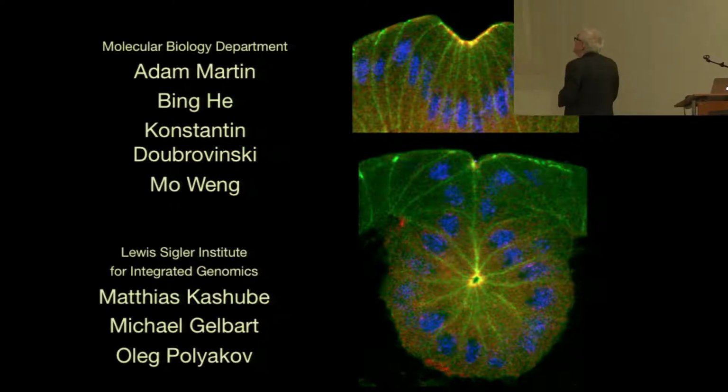Okay, our work on gastrulation is a wonderful collaboration between cell biologists, experimental biologists in my own lab, and a biophysicist at the Kavli Institute. In particular, it was established by Adam Martin and Matthias Kaschube. I talked about Oleg Polyakov's work and Michael Gelbart's work, who did much of our cell tracking. Currently it is being carried forward by Bing He and Konstantin Doubrovinski.